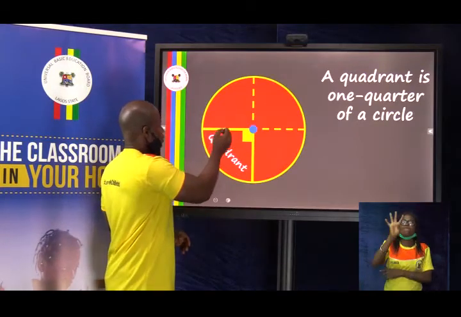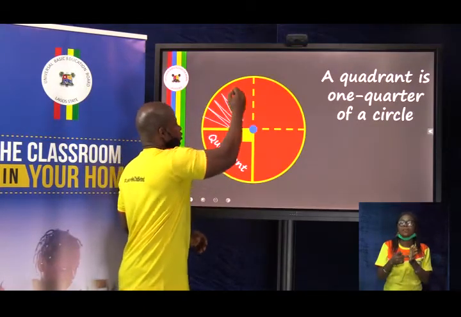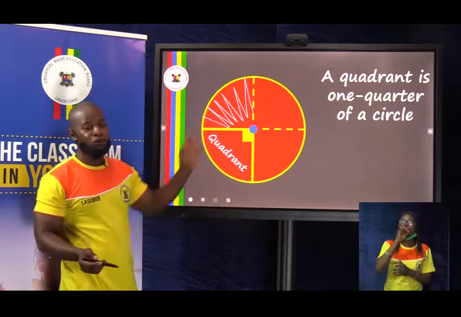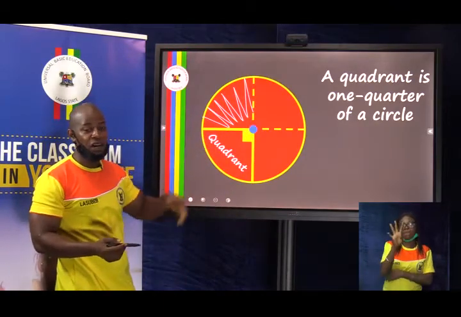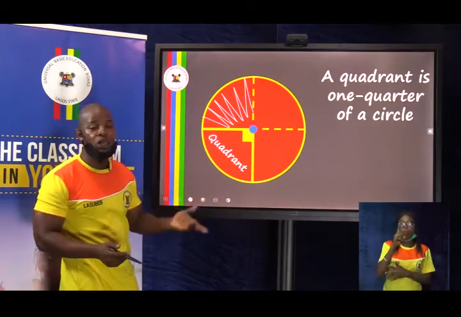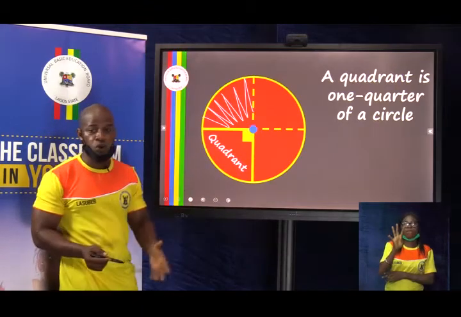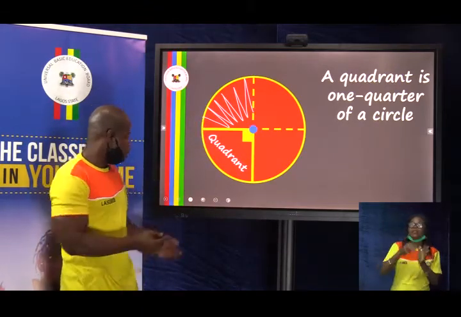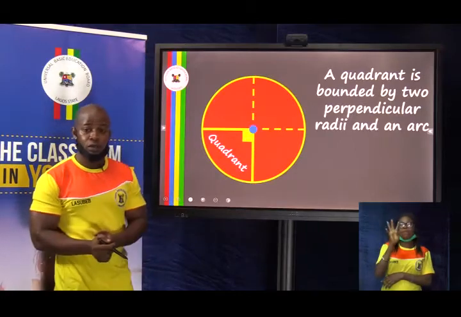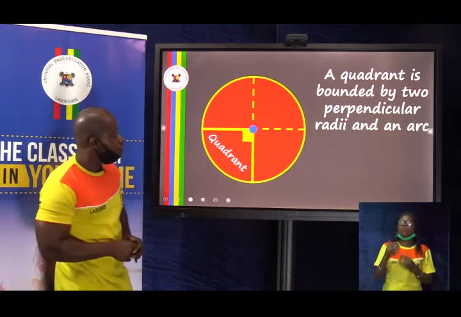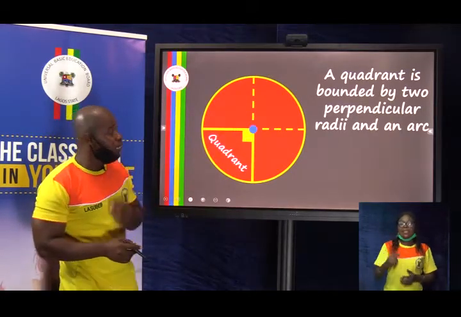So if I shade this, that's 1 out of 4. You know, you use this kind of diagrams when you're doing fractions. 1/4 of a circle. So a quadrant is just 1/4. The remaining will be 3/4. So how many quadrants in the circle? 4 quadrants. Good.